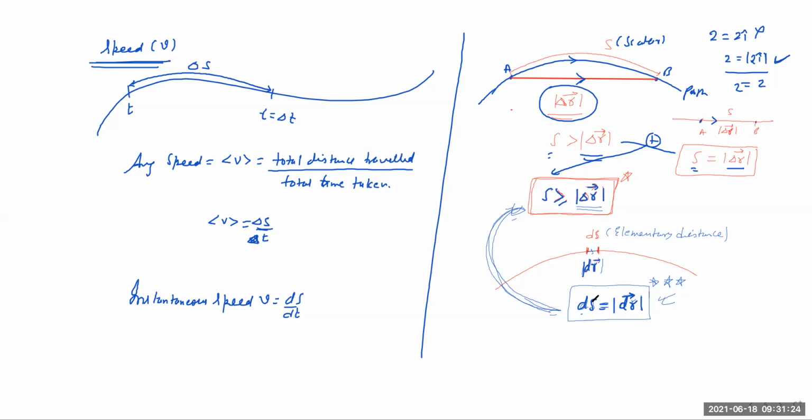That ds and the modulus of dr are equal in value. This idea you have to understand from here. The elementary distance and the modulus of the elementary displacement are always equal. What does it mean? It hugely impacts our learning. If I write ds by dt and the mod of dr by dt, dividing by the time interval, this implies that the instantaneous speed is the same as the modulus of instantaneous velocity. That's very interesting.